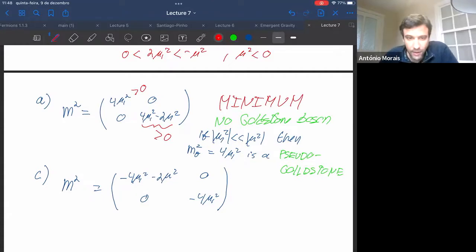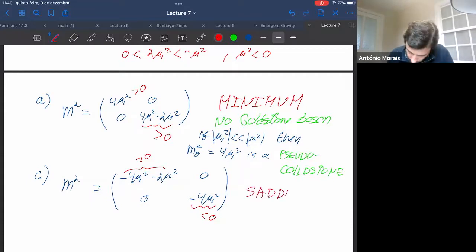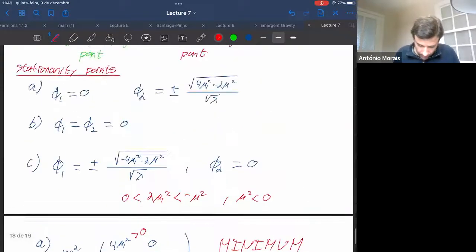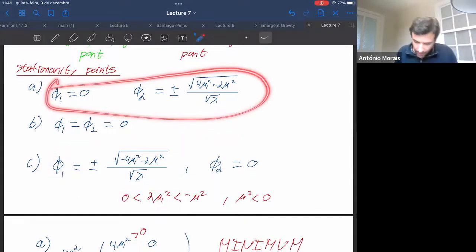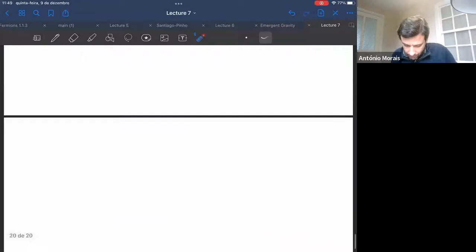In the other case, C, this first one is still bigger than 0, but minus this one is going to be negative. So this is a saddle point and not a physical minimum. So this C is a saddle point. With these conditions, C is a saddle point and this is a minimum. And now can we visualize this just before having a break?